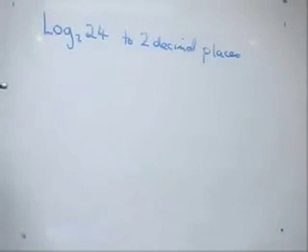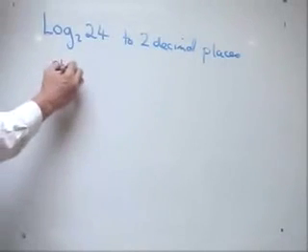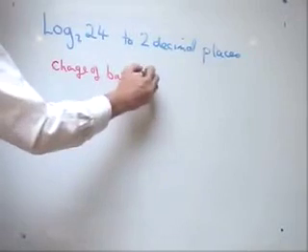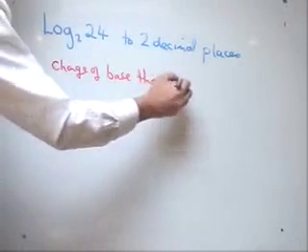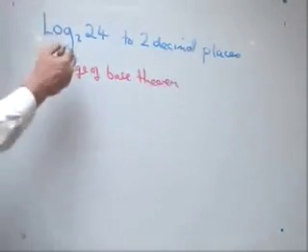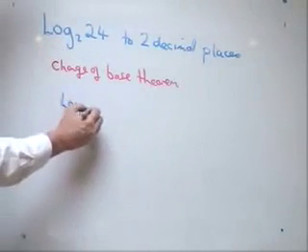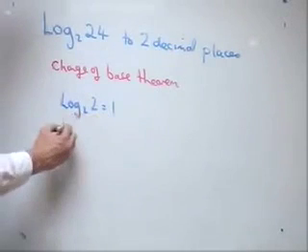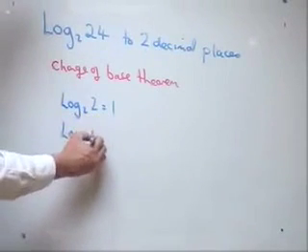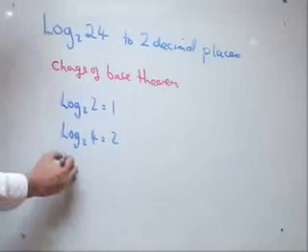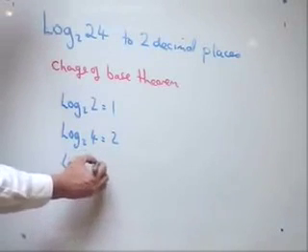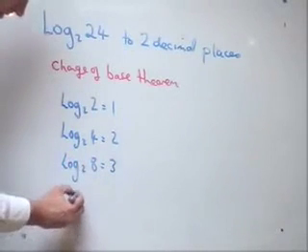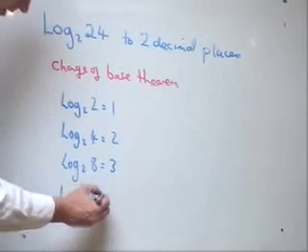24 to 2 decimal places. This is the change of base theorem. Now we know that log base 2 of 2 equals 1. 2 to the power 1 equals 2. Log base 2 of 4 equals 2. Log base 2 of 8 equals 3. 2 cubed equals 8. And log base 2 of 16 equals 4.